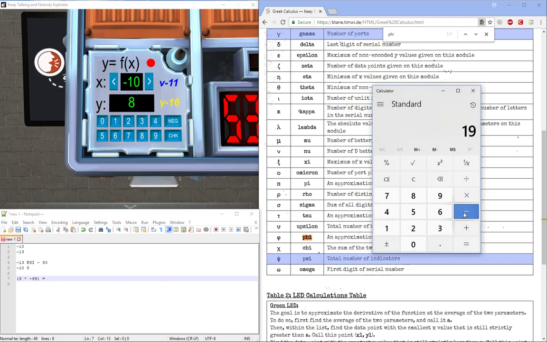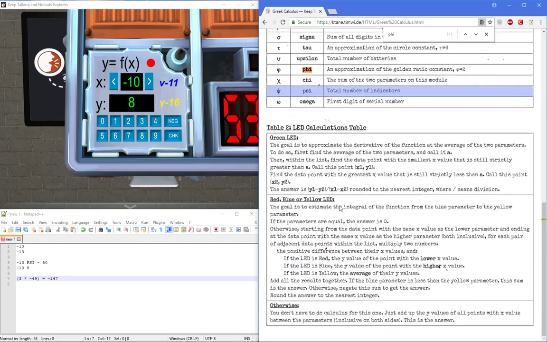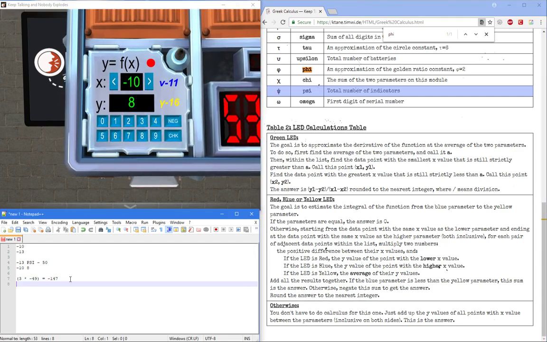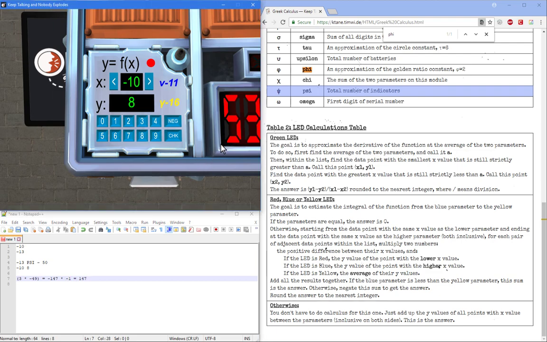So 49 times 3 is going to be a negative 147. The blue value in this case is not lower than the y value, so we gotta negate the answer. We gotta times it by negative 1, and this is going to equal 147. So our answer is 147.